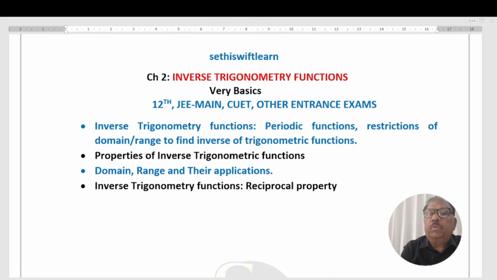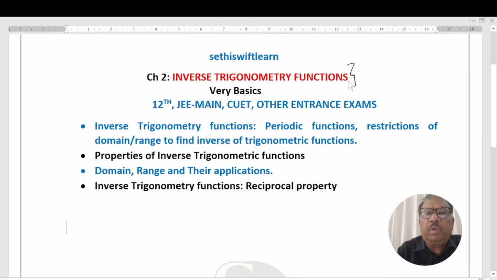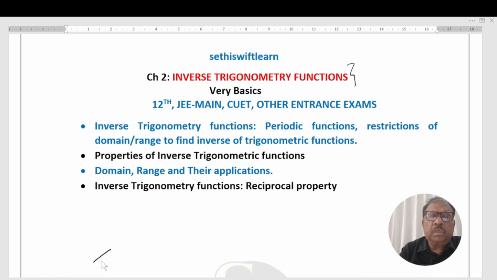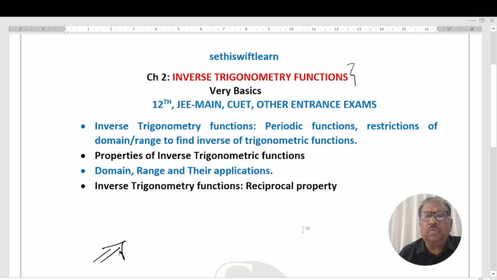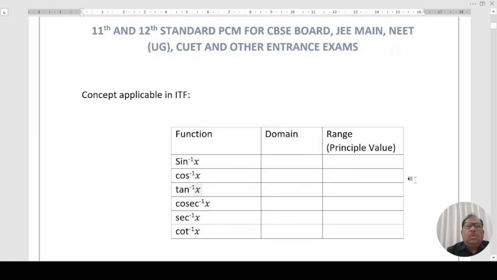Concepts of inverse trigonometric functions are going to be cleared through illustrations. The session is very important. It is requested to go through the session completely, and not just study the questions, but also the concepts applicable in inverse trigonometric functions.